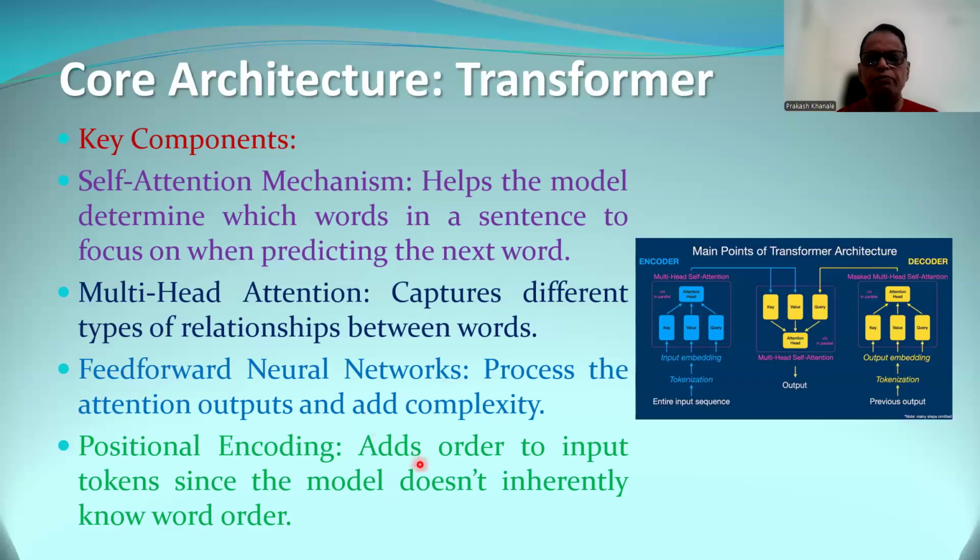It has an encoding which adds order to the input tokens, since the model doesn't inherently know the word order. Therefore, the encoding helps to add the order.